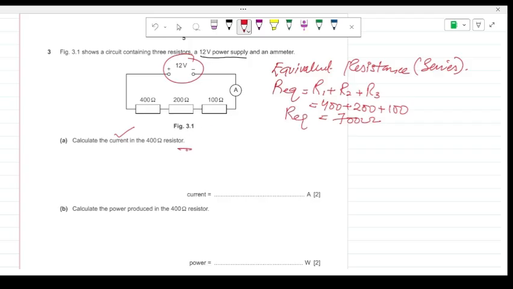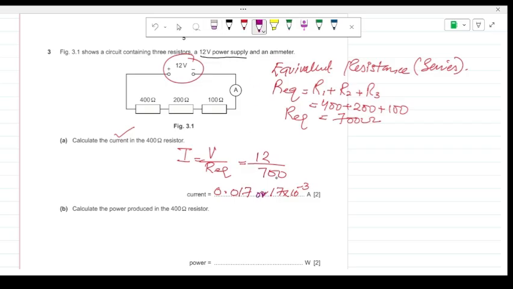Now we have to calculate the current. Using Ohm's law, we can calculate I equals V upon R equivalent. So I equals 12 divided by 700. Now we get the number, which is approximately equal to 0.017, or we can write 17 exponent minus 3 ampere. So this is the value of the current, which is very small.